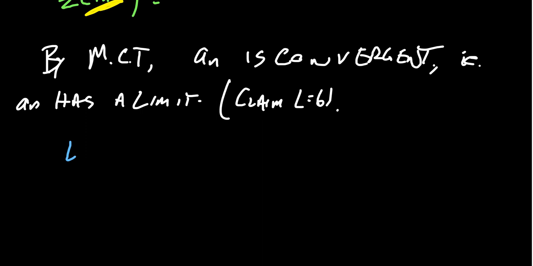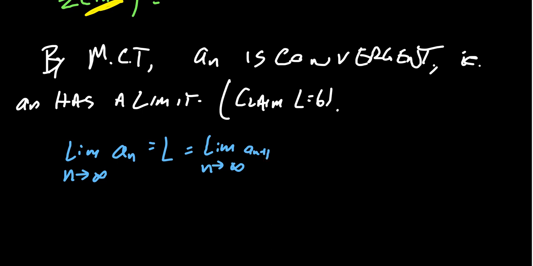So the important observation is the following. If we take the limit as n approaches infinity of a sub n, this is equal to some limit value L. This will also be the limit as n approaches infinity of a_{n+1}. That is, if we just start one term later in the sequence, their end destination is still going to be the same thing. And so we utilize that in the following calculation here.